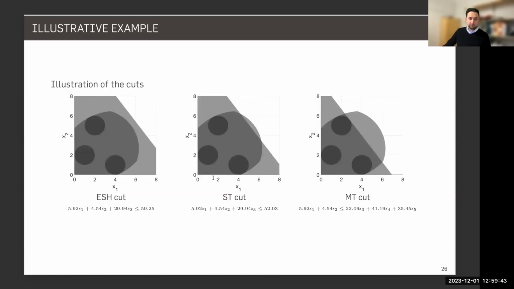Okay, so here's just an illustration of what the strengthening does. So we start from this cut with the single tightening, we move it inwards, and with the multi-tightening, we move it further inwards. So this gives us a significant strengthening of the continuous relaxation.